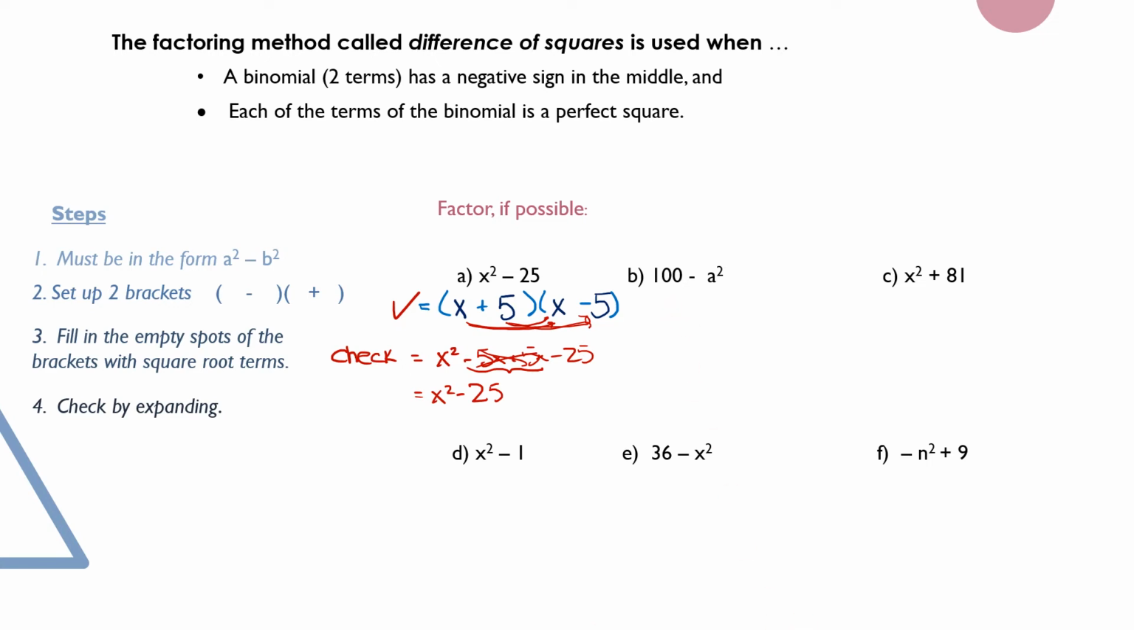Oops, let's go with purple. Set up two brackets here, one with a plus sign, one with a minus sign. It does not matter which one you put first. That's step 2. Step 3, fill in the empty spots with the square root. So the square root of 100 is going to go at the front. That's a 10 in both brackets. The square root of a squared is going to go at the back. That's a. That's it. That's factored.